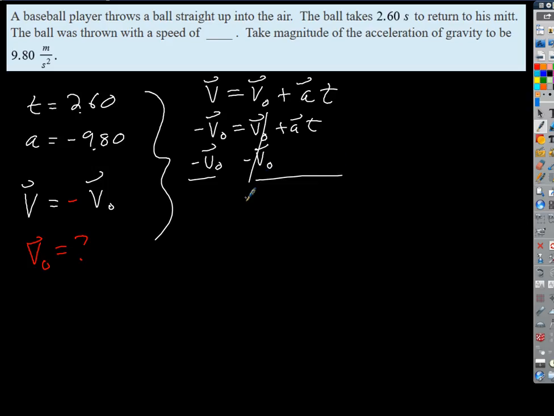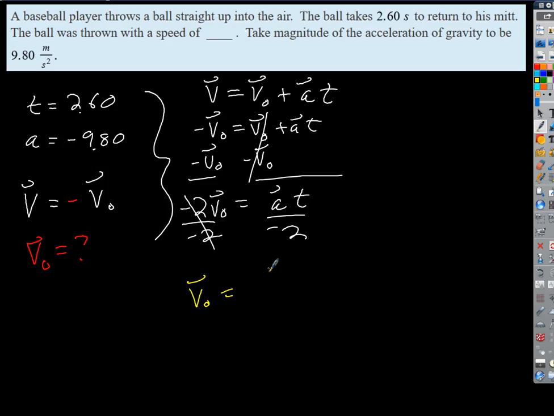What am I going to get over here then? Negative V naught plus negative V naught is negative 2 V naught, equals AT. And then all I'd have to do is divide each side by negative 2. And look what we did then. We end up with a pretty good equation. We get V naught equals AT divided by negative 2.